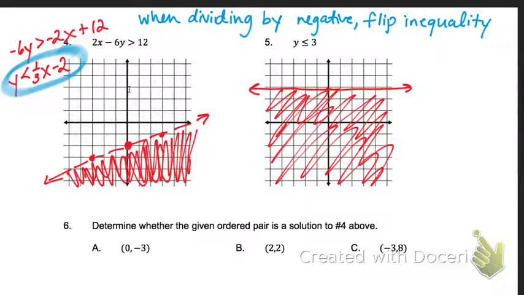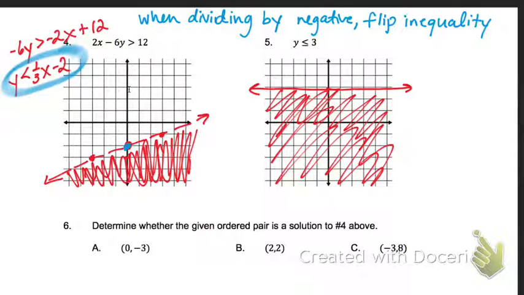So you move the 2x over, divide by -6. That fraction reduces to 1 over 3. And it's positive 1 over 3 because you have a negative divided by a negative. And then 12 divided by -6 is -2. So I plot my y-intercept at -2. Up 1, right 3. It's a dashed line. Less than, so I shade below.